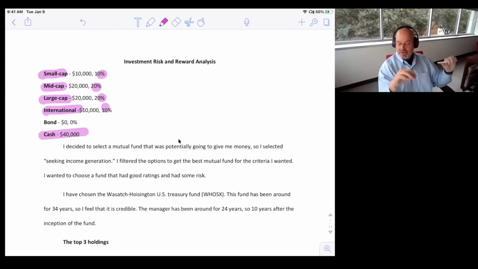Now, there are lots of problems with this allocation. For one thing, I would say, okay, I'm assuming this is a young person who has a long time to invest.